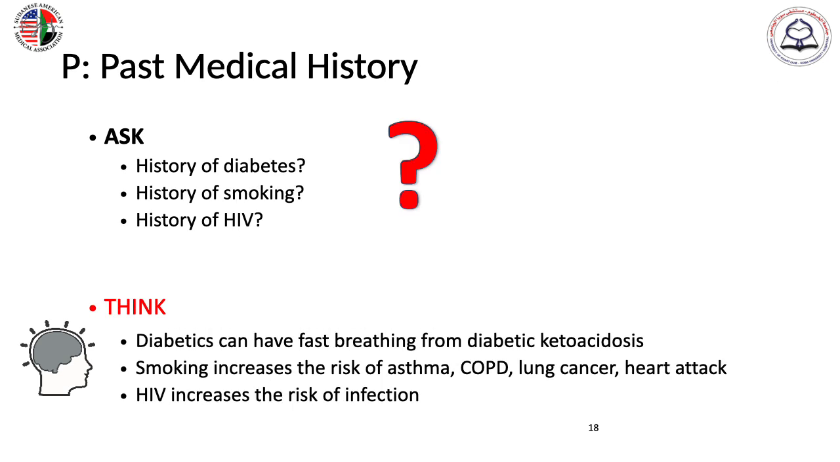History of smoking can point to COPD and asthma, and also it can lead to lung cancer, and also is a risk factor for coronary artery disease that can lead to heart attack. A diabetic can present with acute infection and pneumonia, and they can present with diabetic ketoacidosis. A patient with HIV is at risk of infection, and also HIV is a risk factor for atherosclerotic heart disease and can lead to heart attack.